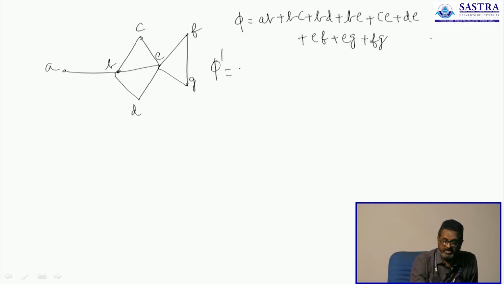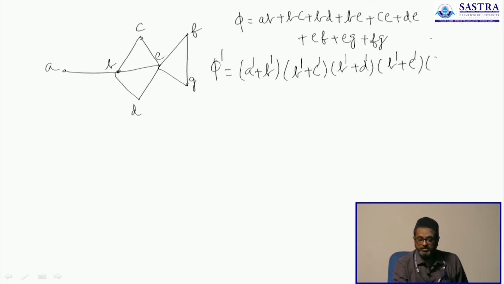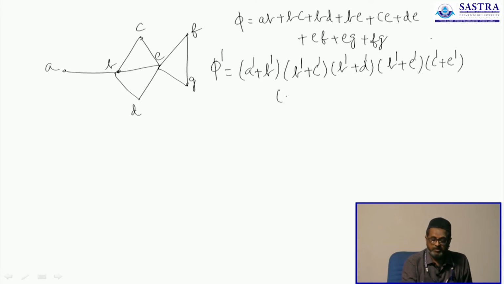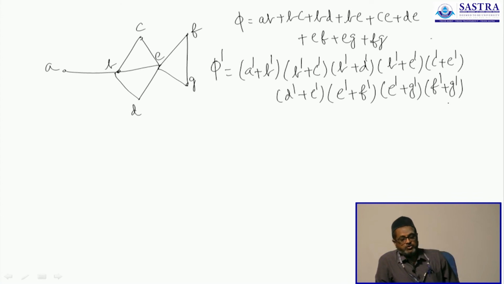Now when I calculate phi dash, that will be (A dash plus B dash) into (B dash plus C dash) into (B dash plus D dash) into (B dash plus E dash) into (C dash plus E dash) into (D dash plus E dash). The next one would be (E dash plus F dash) into (E dash plus G dash). The last one is (F dash plus G dash). So I have taken the complement. Now I am going to simplify phi dash, and after simplification I will be in a position to enumerate all the maximal independent sets.